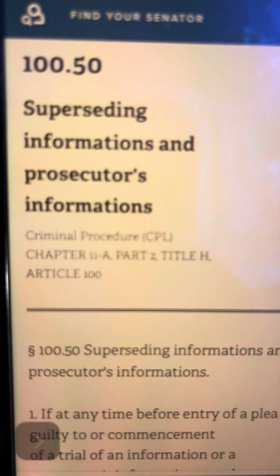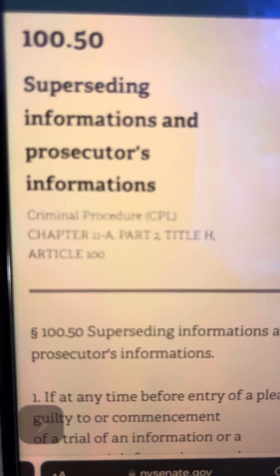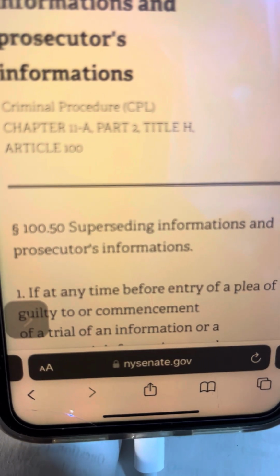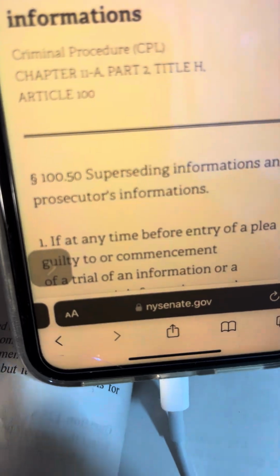Okay, here we go. So this CPL is 100.50, superseding informations. In other words, superseding, which comes first, and prosecutor's information. So 100.50, superseding informations and prosecutor informations. Ay, Dios mío, this is going to be a pain in the ass. Hold on. It's easier when I have the book. Why is this blocked?